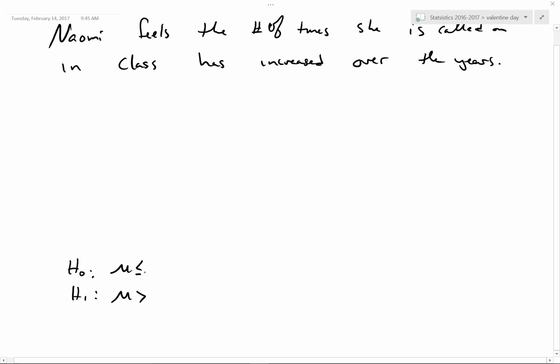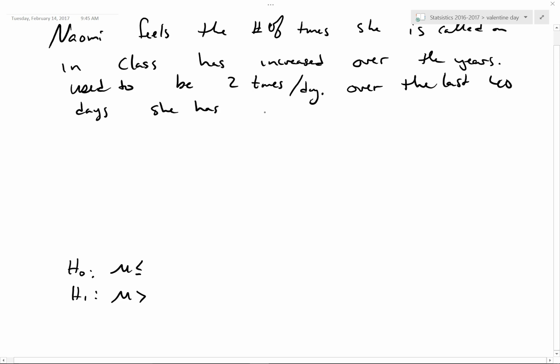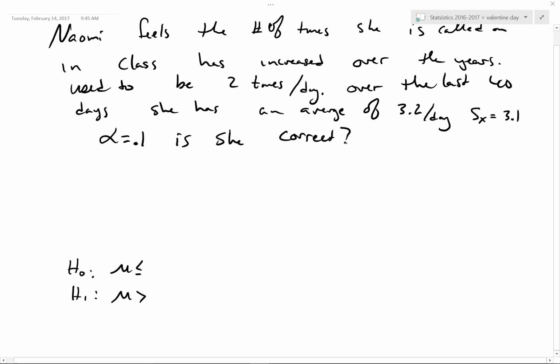Anyway, I'm going to finish it from here. It used to be 2 times per day. Over the last 40 days, she has an average of 3.2 per day with standard deviation of 3.1, because I feel like it, because I can. So at alpha equals 0.1, is she correct? So try that while I walk around to make you feel uncomfortable. And take a minute.